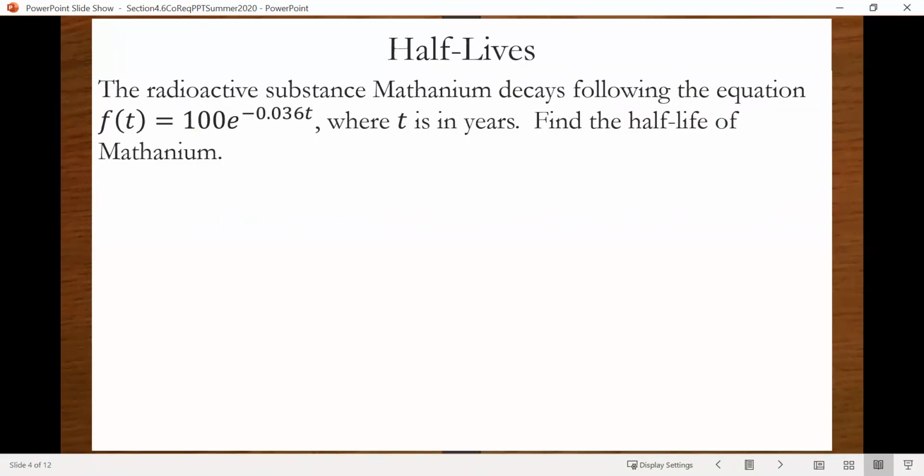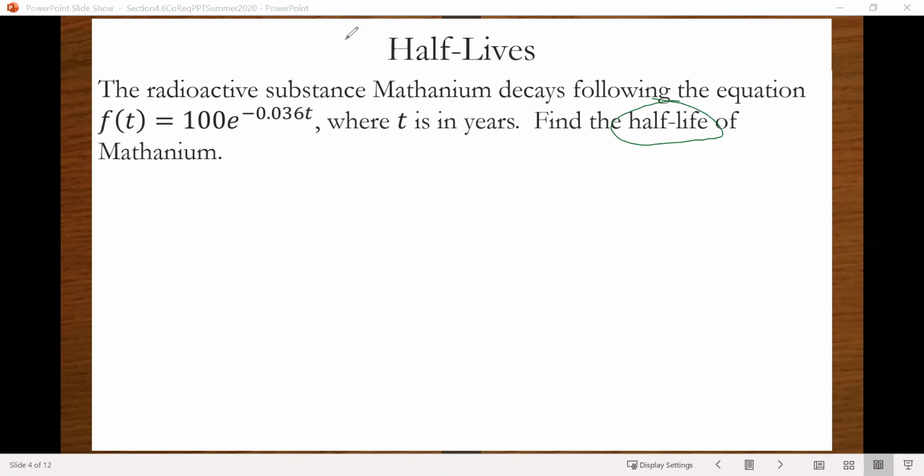All right, so let's look at an example of this. We're told that the radioactive substance methanium, which is definitely not made up, decays following the equation f of t equals 100 times e to the negative 0.036t, where t is in years. And we're told to find the half-life of methanium. Again, half-life means the amount of time it takes to get to half of what you started with. Now, in this case, they didn't give us any amounts of methanium and told us to figure out how long it takes to get to half of that amount.